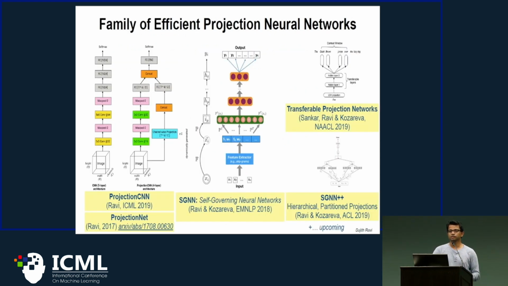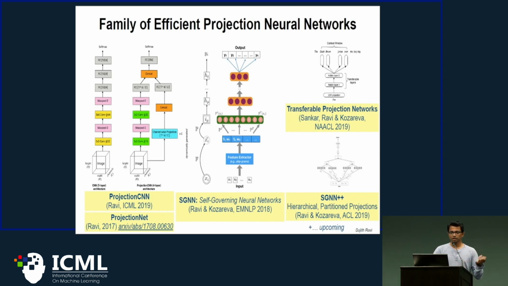There's a series of works from our lab and collaborators on this. Projection CNN was in this paper, but last year we introduced what we call self-governing neural networks, which gives you state-of-the-art performance for some of the NLP tasks at almost 100x compression rates. You can also transfer them. Basically, think of embedding matrices, replace that with these parameterized functions, and you can transfer it to new tasks.